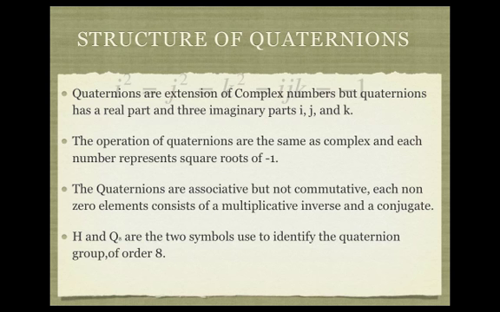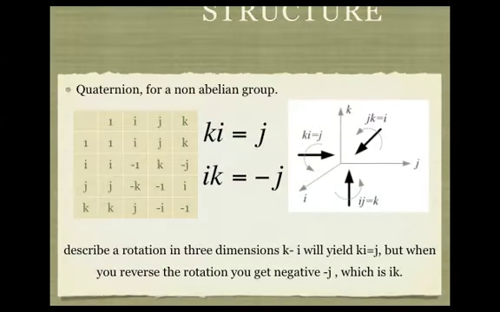And it has an order of 8, meaning it has 8 elements: plus or minus 1, plus or minus I, plus or minus J, plus or minus K. Let's talk more about the structure. Like I was telling you before, Quaternion is non-abelian, meaning it's non-commutative.